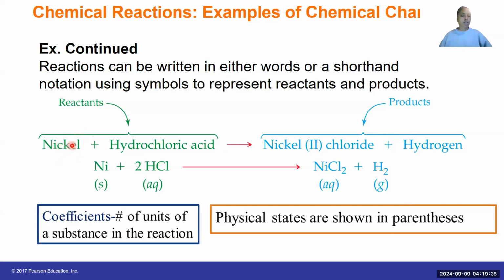So let's take a look at this chemical reaction that we just reviewed on the last slide. Nickel plus hydrochloric acid yields nickel(II) chloride and hydrogen. Notice that we can write it out in words with the names of the compounds and elements that are involved. However, when we're doing a shorthand, we have the symbol of the element, the compound formula for hydrochloric acid, and now we see that we have nickel(II) chloride and hydrogen gas.